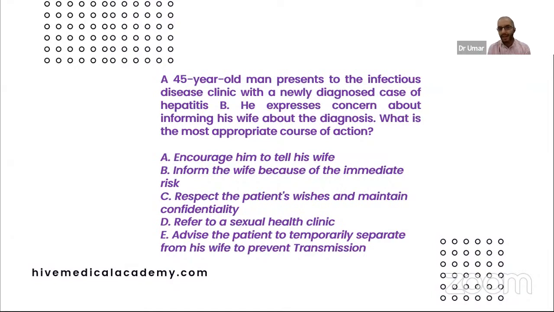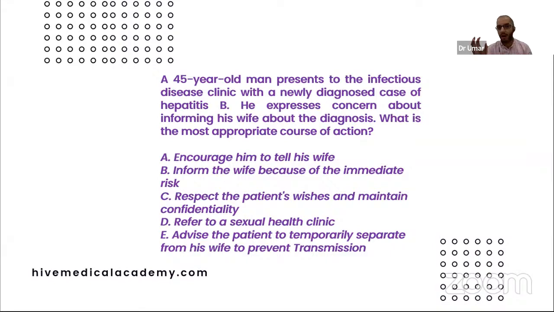It doesn't say that he doesn't want to tell his wife, or he wants to hide it from his wife, or anything else. So let's have a look at the options. Okay, so let's look at the incorrect options first, and let's see what's problematic with them. Okay, so B, informing the wife because of the immediate risk. In this scenario, this is inappropriate. In a slightly different scenario, it might be appropriate.